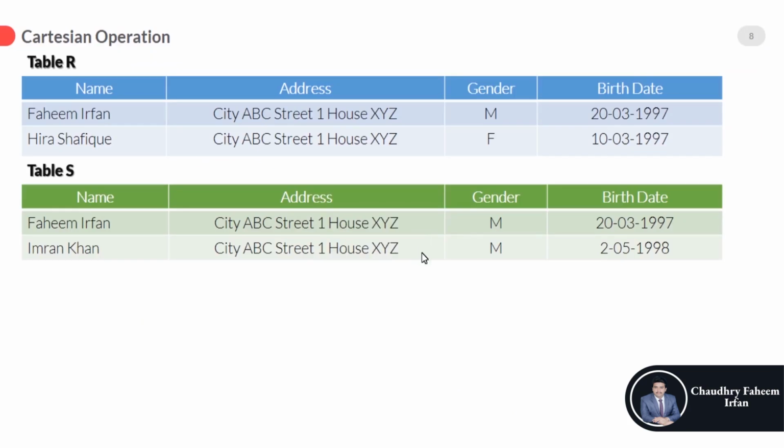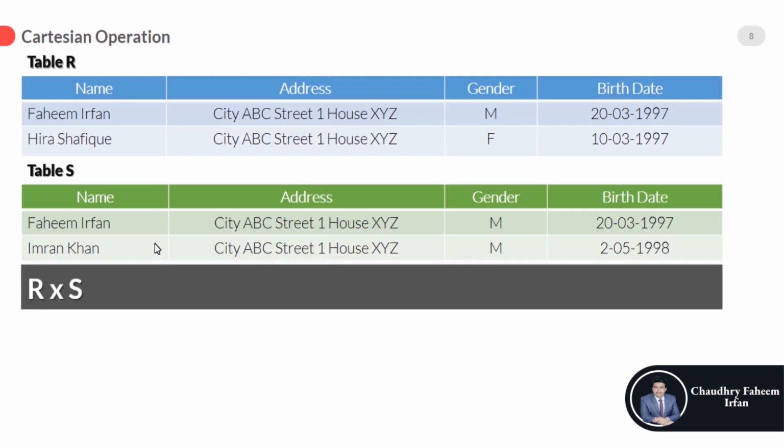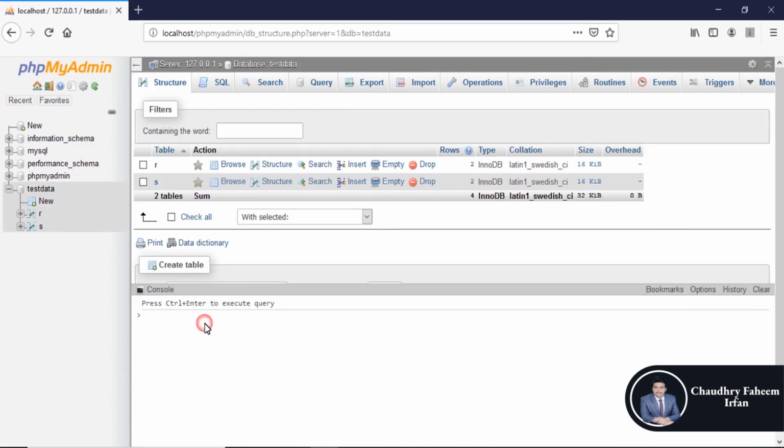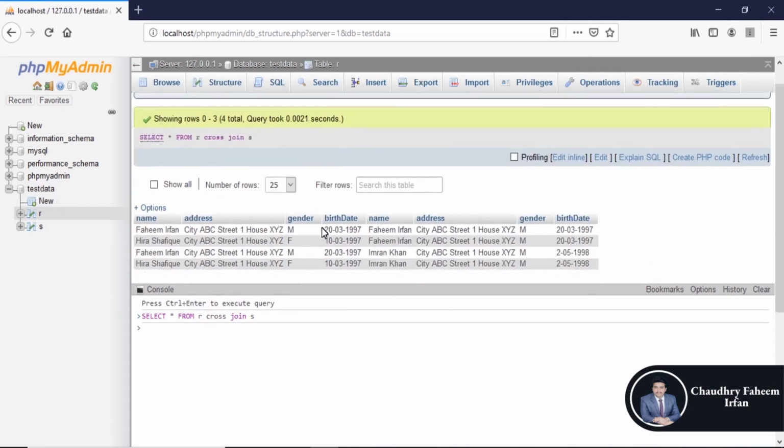The last one in set operations is the Cartesian product, or Cartesian operation. The number of rows in R multiplied by the number of rows in S is equal to the number of rows in the result table. Let's suppose R contains 2 rows and S also 2. So 2 multiplied by 2 is equal to 4 rows. Select the database, and after selecting the database, execute the query and the result is here.